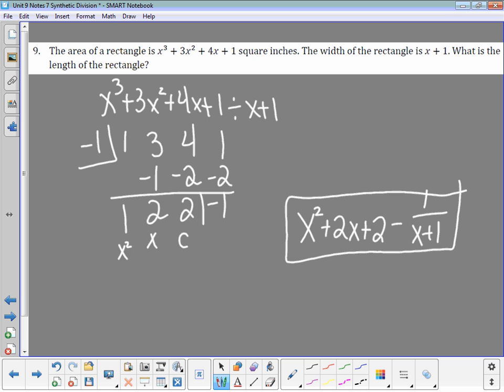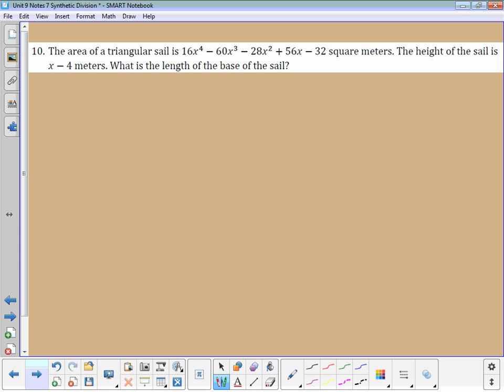Next, let's take a look at number 10. So for number 10, the area of a triangular sail is 16x to the fourth minus 60x cubed minus 28x squared plus 56x minus 32 square meters. The height of the sail is x minus 4 meters. What is the length of the base of the sail? So we're going to do the same thing. We're going to do length times width, okay? So what we're going to do is we're going to divide it out.